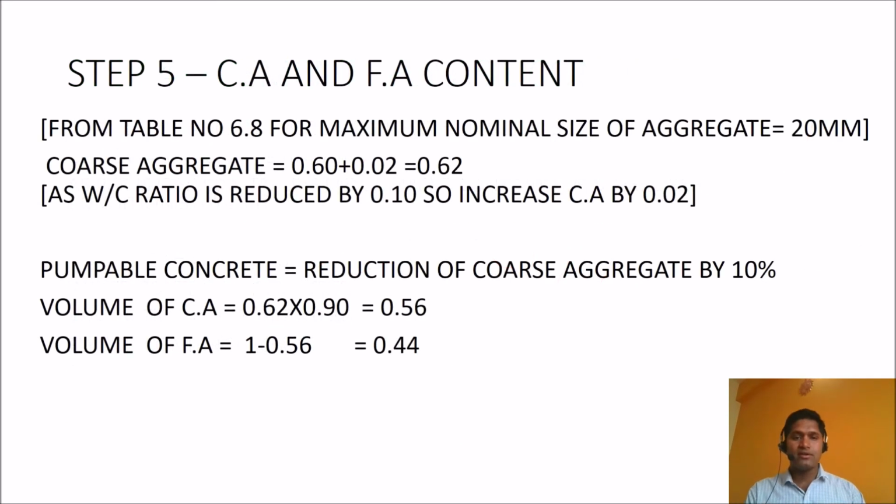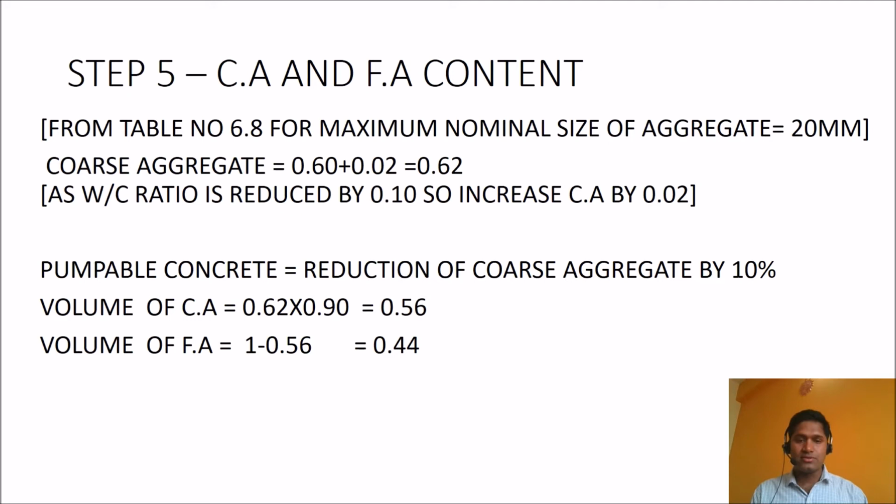Step 5: determination of coarse aggregate and fine aggregate content, or percentage of coarse aggregate and fine aggregate. From Table number 6.8, the maximum nominal size of aggregate is 20 mm. The coarse aggregate used is equal to 0.6 plus 0.02, because as per Table 6.8 of IS 10262, for a nominal aggregate size of 20 mm and water cement ratio of 0.5, it is 0.6.